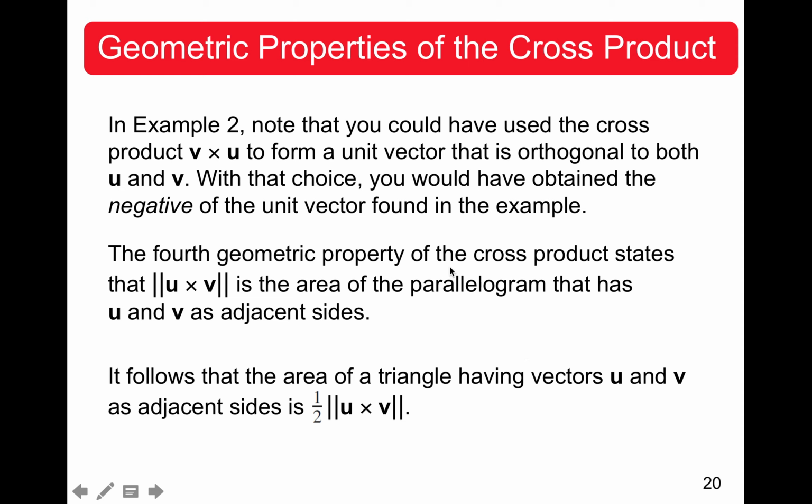Okay, we could have used the cross product v cross u for the previous problem, and that would also form a vector orthogonal to both u and v. With that choice, we would have obtained the same answer, but negative, and it still would have met the requirement of being orthogonal to the two original vectors.